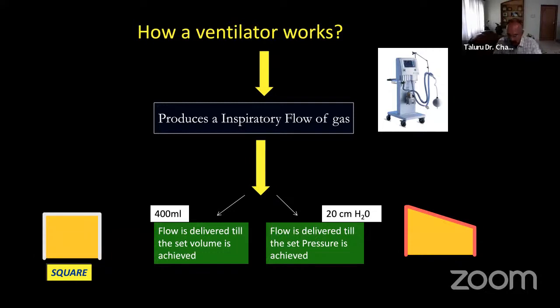This is something you have to understand. In the next class, when I talk of graphics, whenever you see a square wave, your deduction is it's volume controlled ventilation. If you see a decelerating wave, it is always a pressure wave. So wherever you are, even in the OT, if you look at the monitor and you see a square wave, it is volume ventilation. If it is a decelerating wave, it is pressure ventilation. You need not go near the ventilator. I can make out what it is.